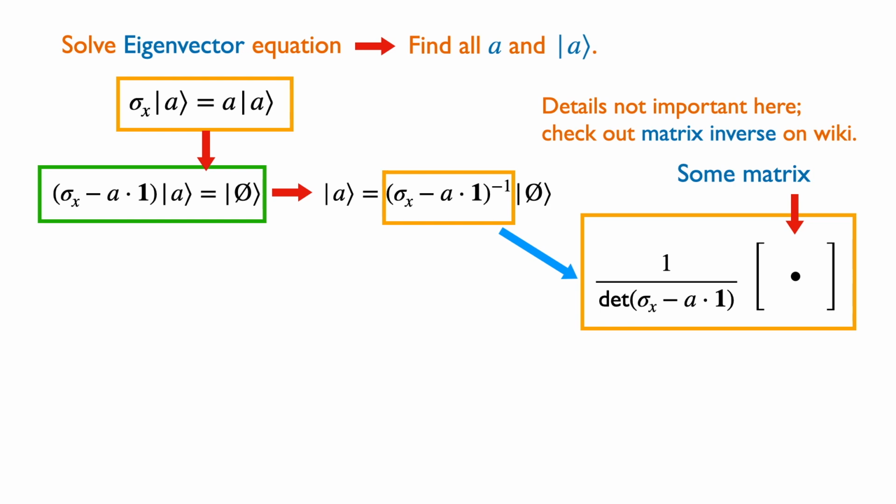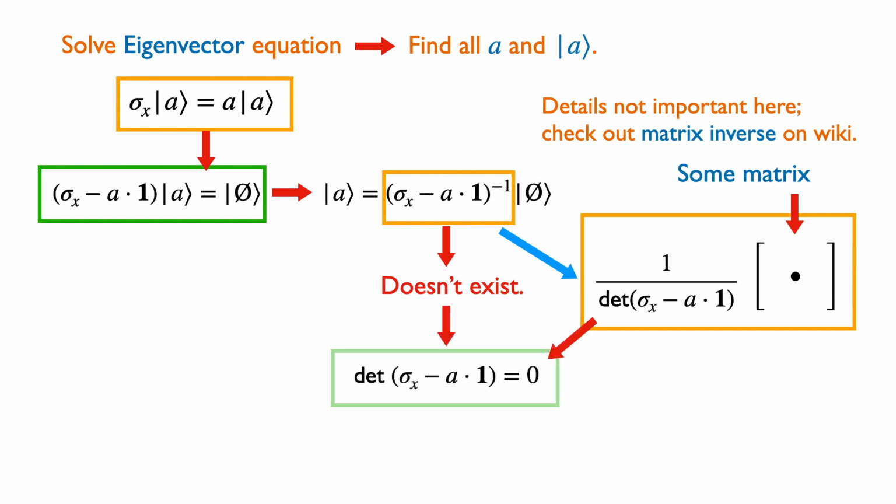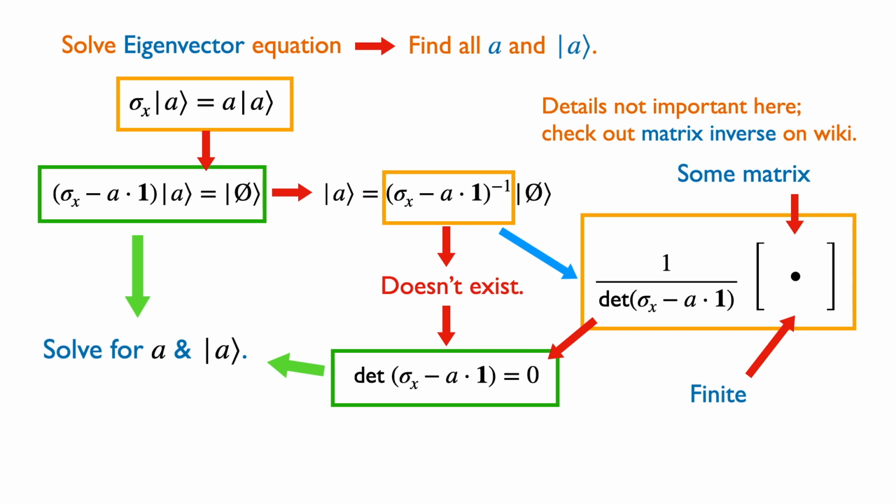The key point is that this inverse doesn't exist, because multiplying any matrix with a null vector must give another null vector and can never give a non-trivial vector like |a⟩. This implies that the determinant in the denominator of our inverse matrix must be equal to 0. This is due to the fact that the matrix that comes with the inverse is finite and well-defined. This determinant equation will help us find the eigenvalues a, while the corresponding eigenvectors can be found through the vector equation.